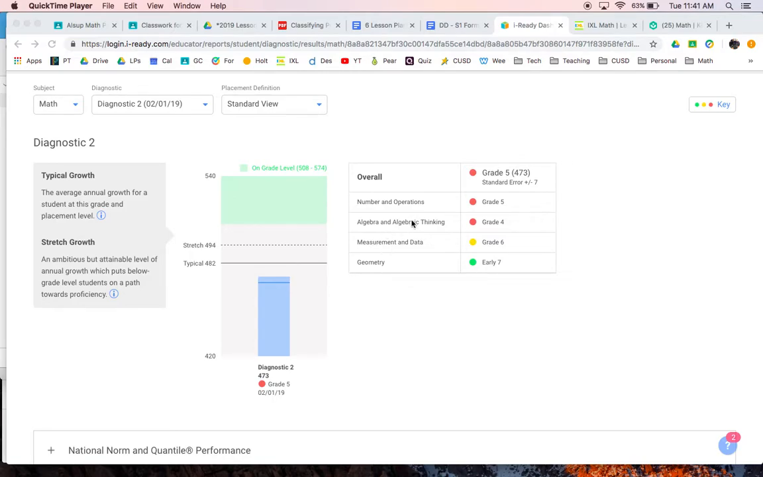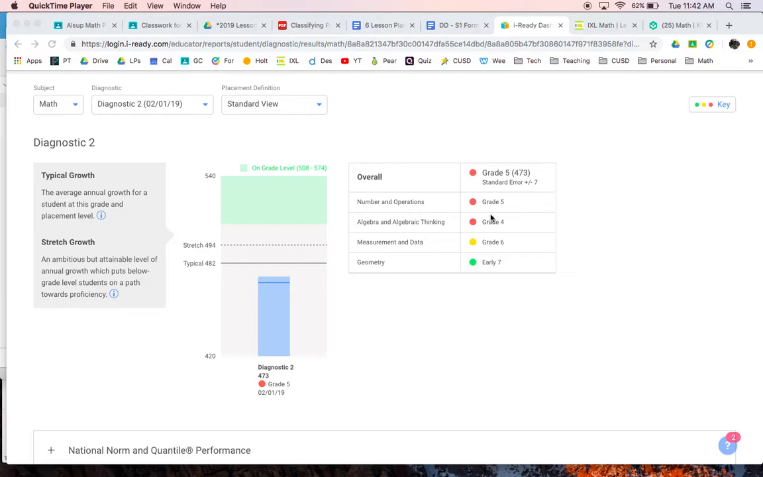And for this video, I want to focus on the first two topics. Those are more foundational skills that you need, and at this point are more important than worrying about statistics or measurement and data and geometry. So I want to focus on number and operations and algebra and algebraic thinking. Based on iReady results, they placed you at a grade level, and that grade level shows that you have some concepts in that grade level that you haven't quite finished learning.